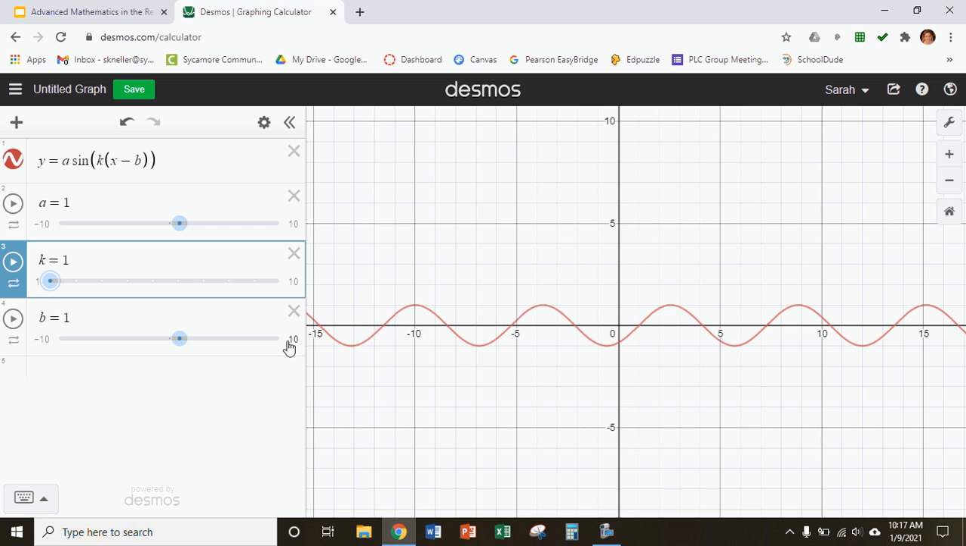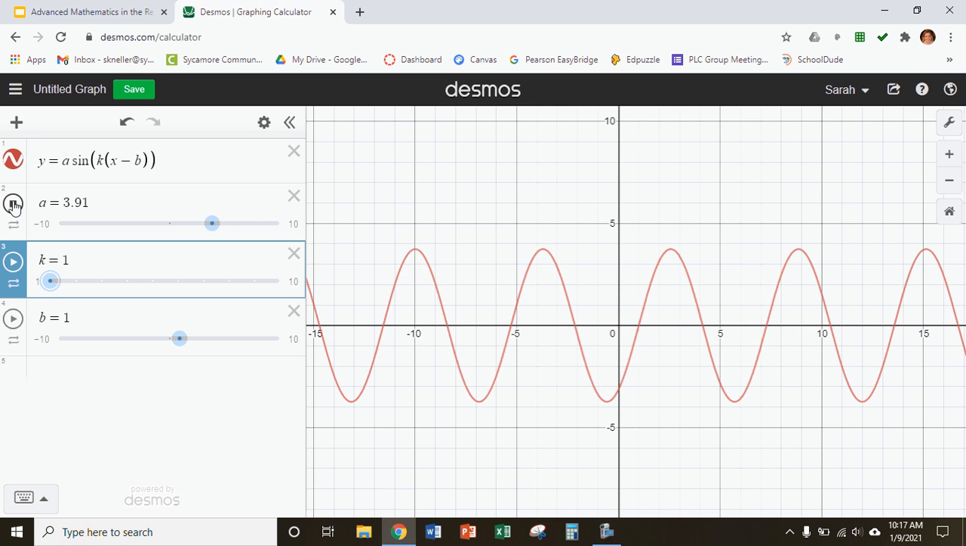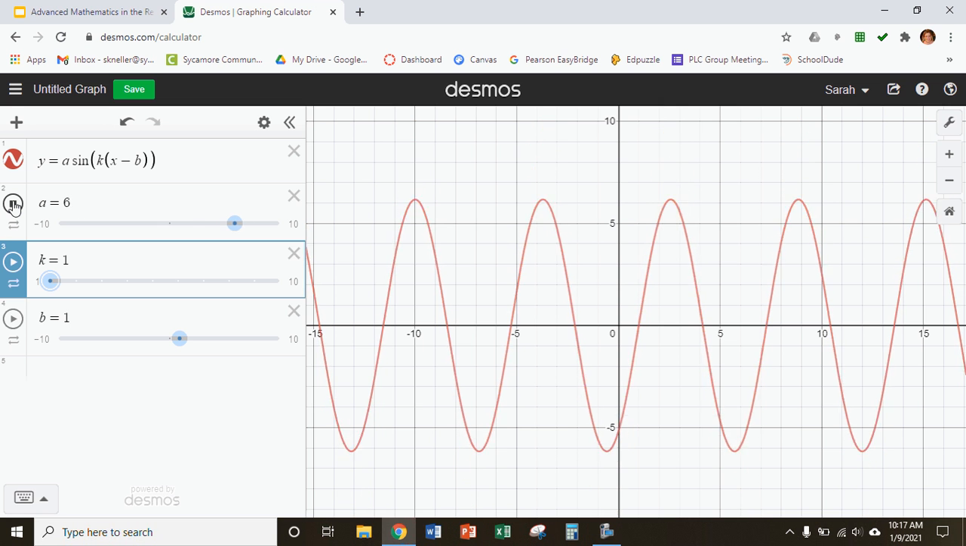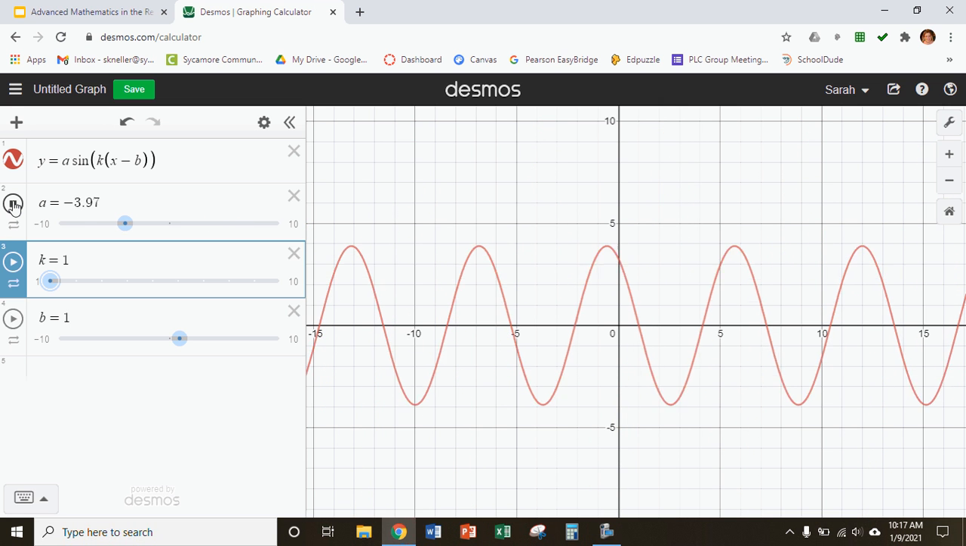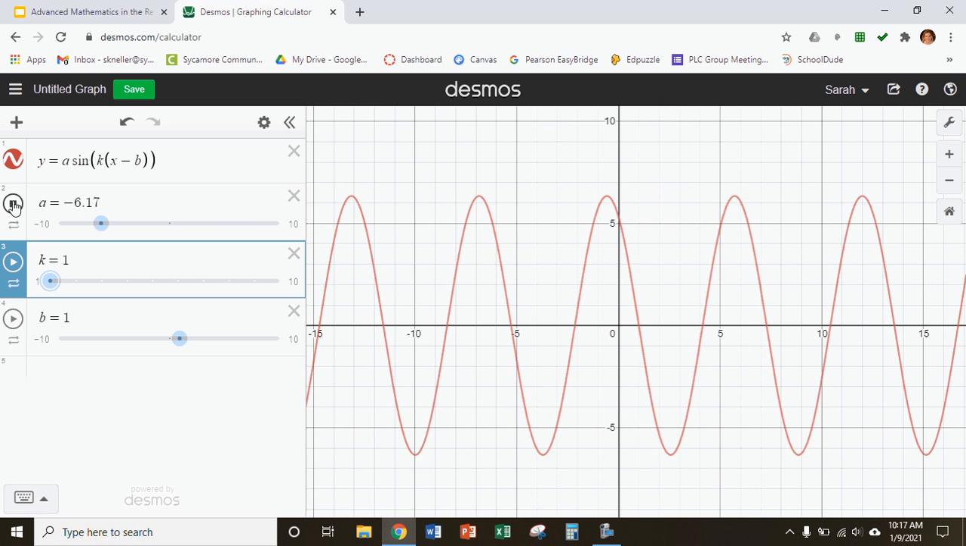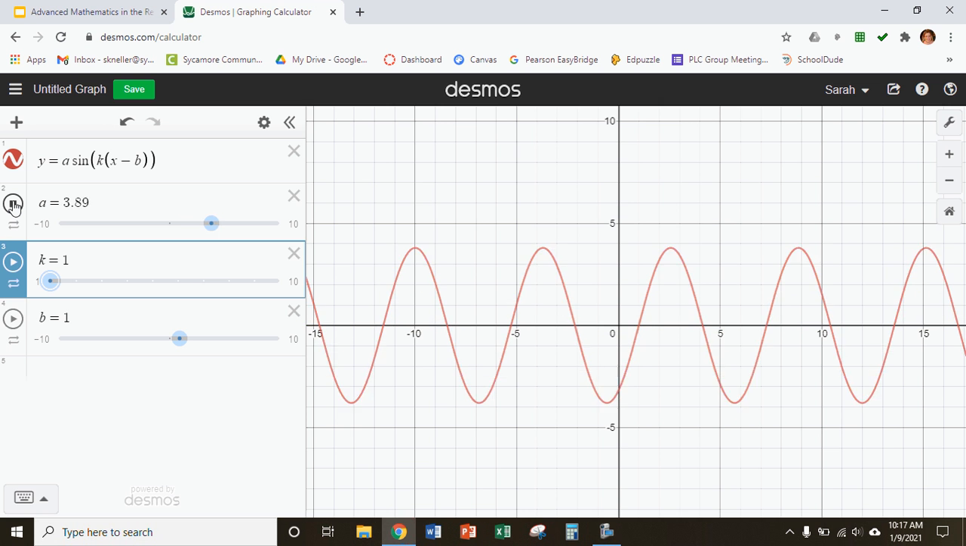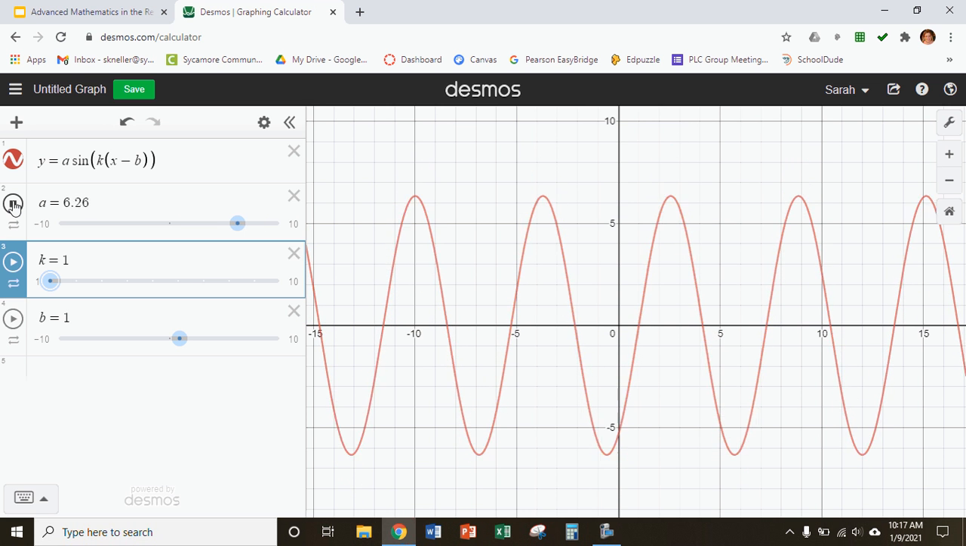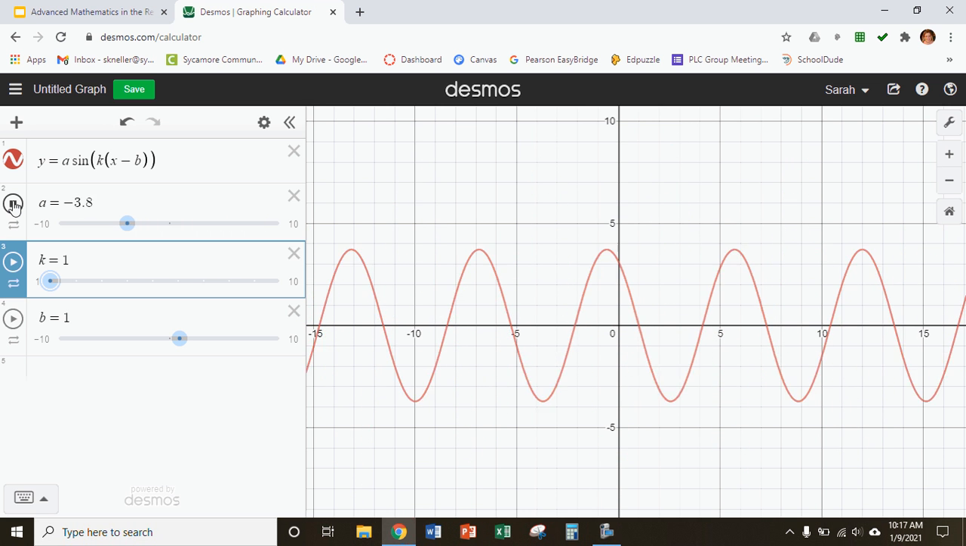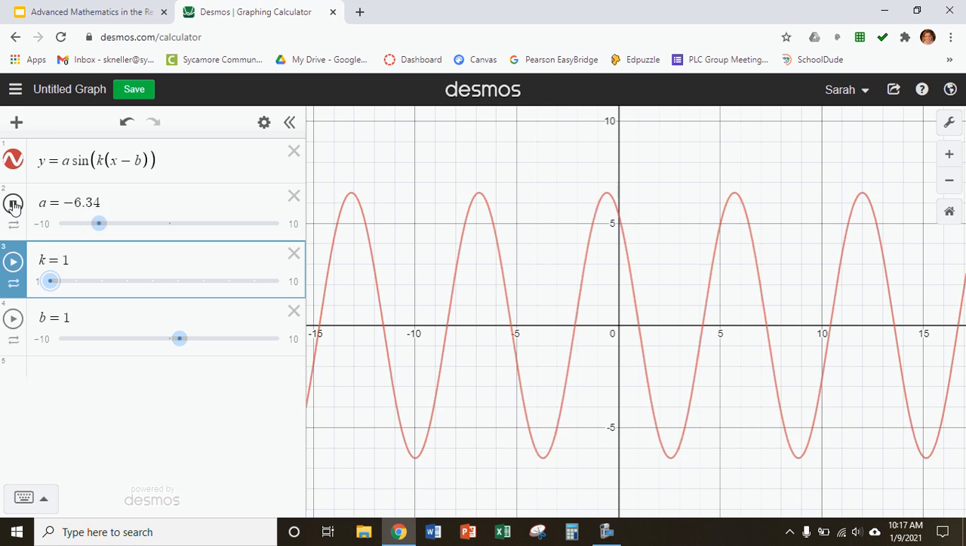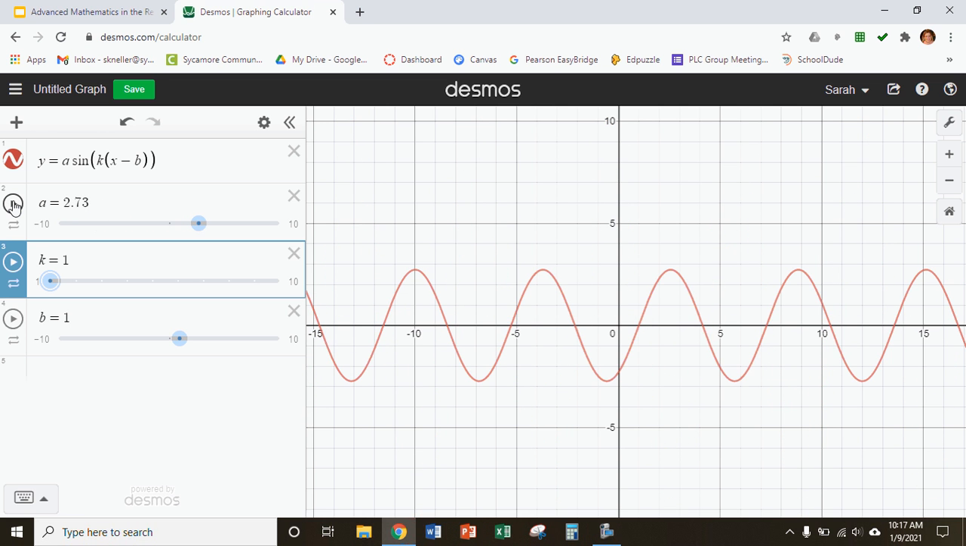Now when we get into chapters 5 and 6, we're going to learn what all this stuff is. A is going to be your amplitude. That's how tall the wave is going to be. So if I click play here, you can see that the slider starts to move and the graph is moving up and down. And the negative values make it flip. Okay, so there you can see, oh, A is the amplitude. It's how tall the wave is.